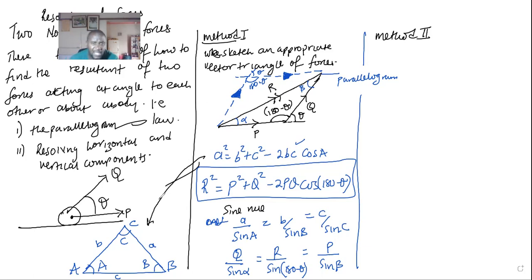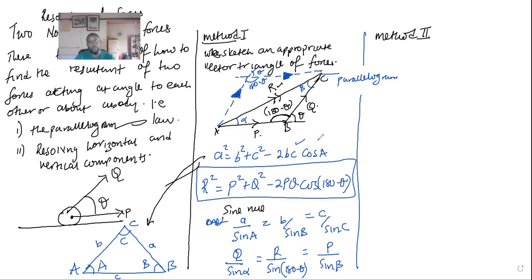And with that, when you look at our triangle from the parallelogram law, if it was ABC as our triangle, then the angle 180 minus theta is opposite to R. So I say R over sine of 180 minus theta. The angle alpha is opposite to Q, so I say Q over sine alpha. The angle opposite to P is beta, so I say P over sine beta. So with that, we end up having the ratio using the sine rule.